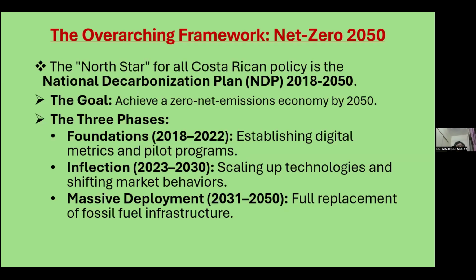So what are the policies, how do they achieve this target, or how do they transition from this stage to net zero? The North Star for all Costa Rica's climate policy is the National Decarbonization Plan, NDP, 2018 to 2050. Their goal is to achieve a net zero emissions economy by 2050.